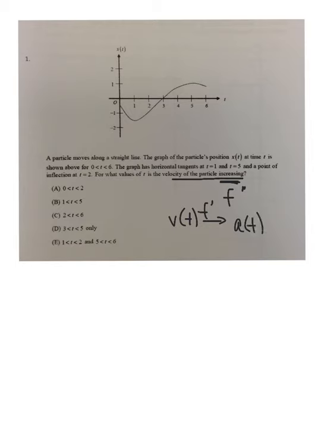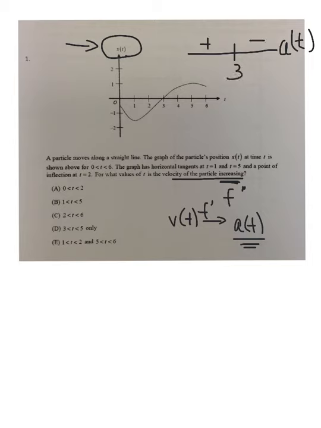Okay, now, if you look at the picture that they give you, this is a picture of the position. So if we're looking at acceleration, and we have a picture of the original function, wouldn't we look for concavity? So if I'm going to do an acceleration sign chart off of an original function position, I would look for concavity.